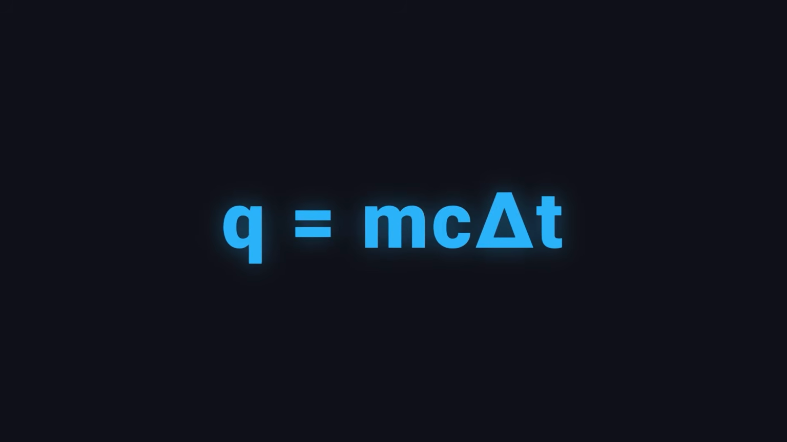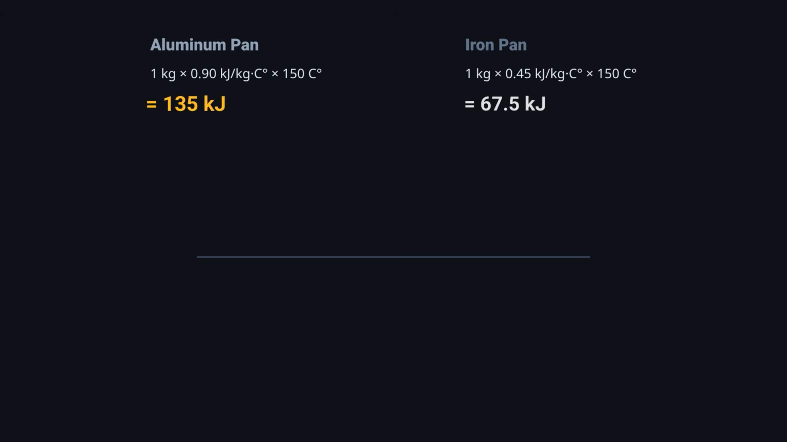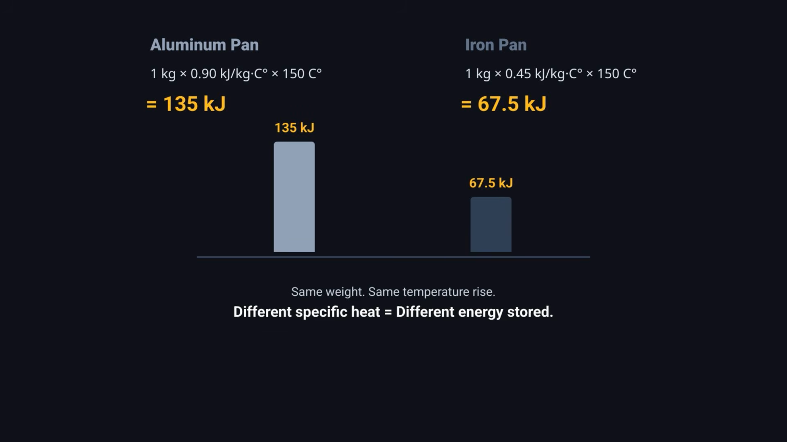Let's look at our equation again. We're going to keep our aluminum pan, but we're going to add the 1 kilogram iron pan now. The kilogram iron pan is the same weight and it's going up by the same temperature as the aluminum pan. The only difference is its specific heat capacity is lower. Run the math and we get 135 kilojoules for the aluminum pan and just 67.5 kilojoules for the iron pan. So the aluminum pan gained more energy and therefore it's going to have more energy to transfer to our food in the form of heat.